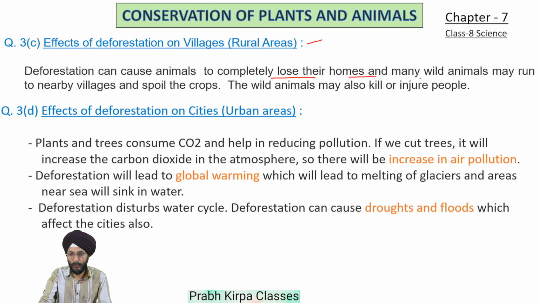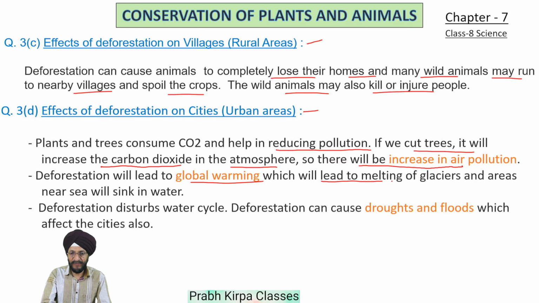Now we will see the effects of deforestation on cities or urban areas. Plants and trees consume carbon dioxide and help in reducing air pollution. If we cut trees, it will increase the amount of carbon dioxide in the atmosphere and so there will be an increase in air pollution. Deforestation will lead to global warming, which will lead to melting of glaciers and the areas near the sea will sink in water.